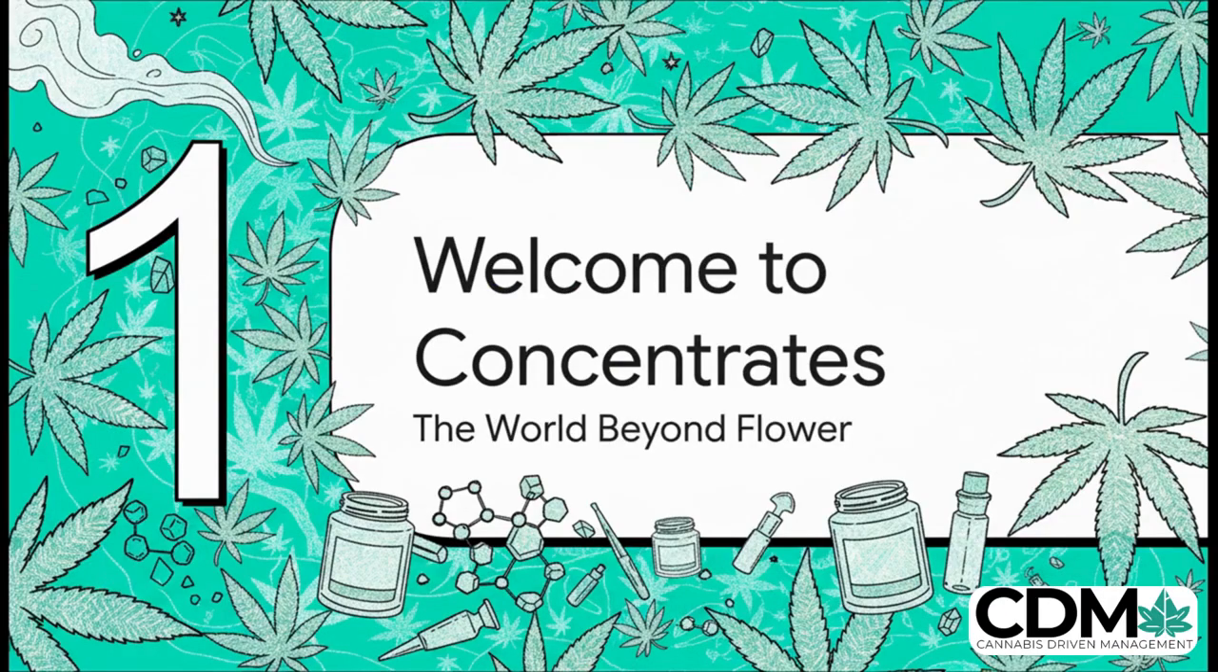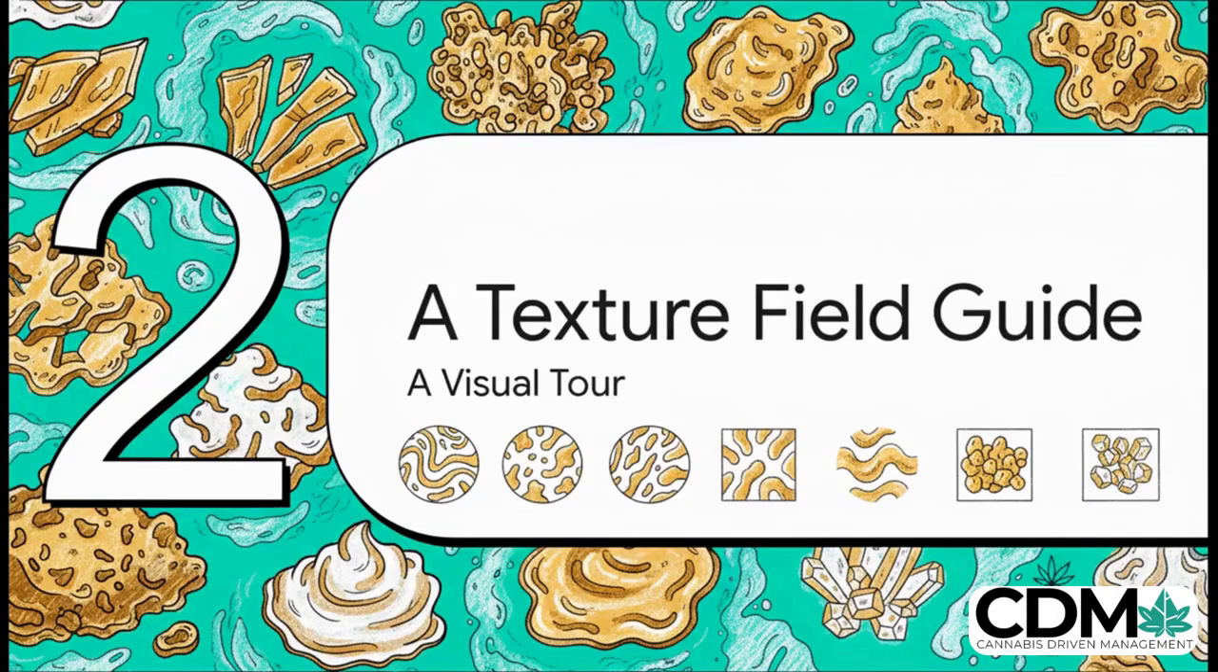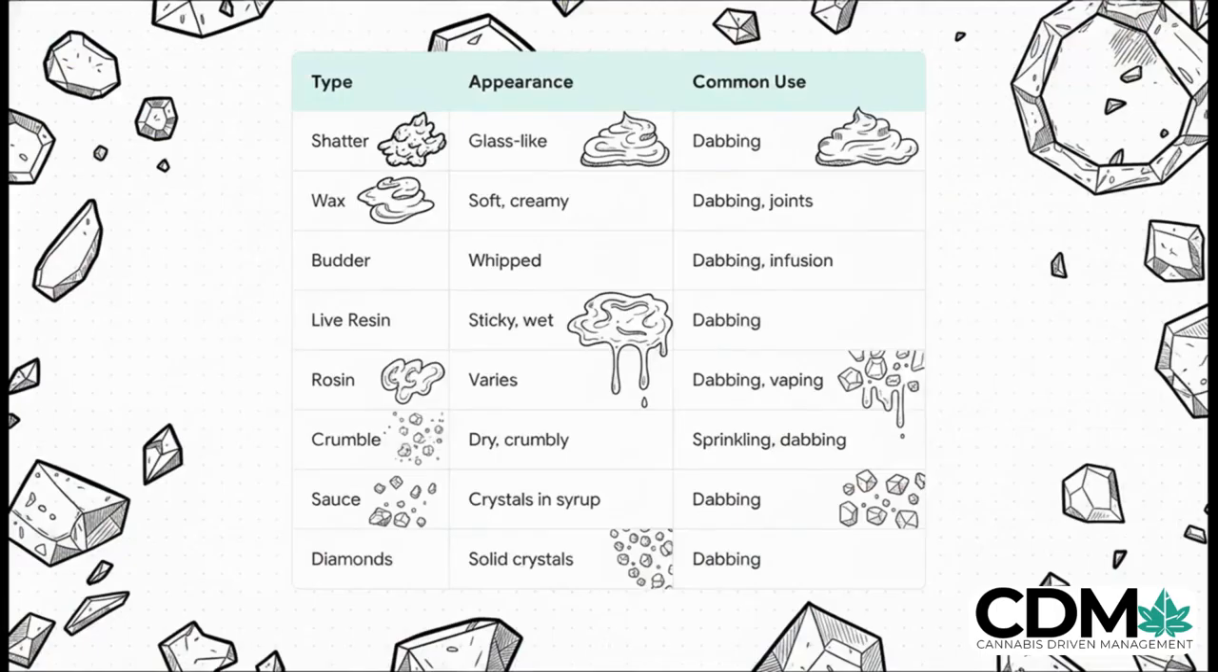First up, a quick welcome to the world of concentrates. This is really an experience that goes way beyond your traditional flower. And now for what you've all been waiting for, the main event. Let's get into our visual tour of all the most common concentrate textures you're going to run into. Okay, so here they are, the 8 major players in the game. We're going to cover everything from that glassy, stable shatter all the way to the super pure crystalline structure of diamonds. Let's break them down, one by one.